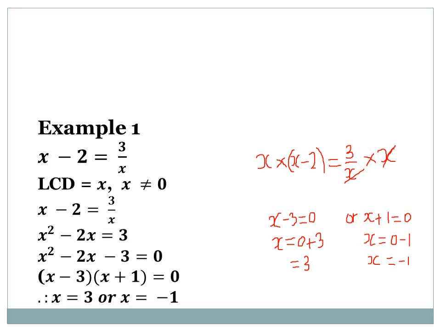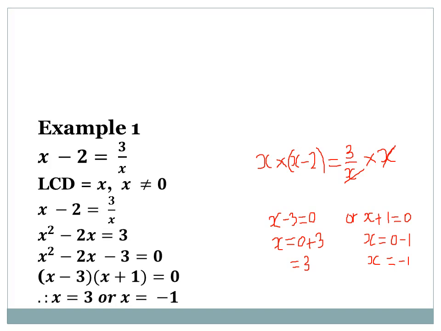So now how do we solve? Now we use the LCD, which is x, to multiply what we have at the left and what we have at the right. So now x times x will give us x to the power 2, and x times negative 2 will give us negative 2x. And 3 divided by x times x will give us 3. Because x will cancel x, what will be left is 3.